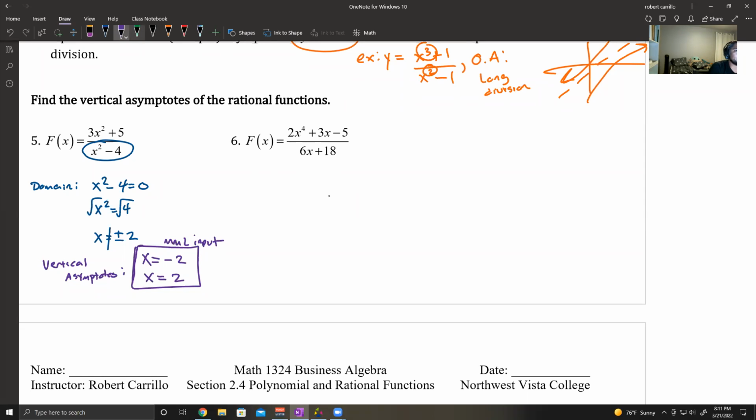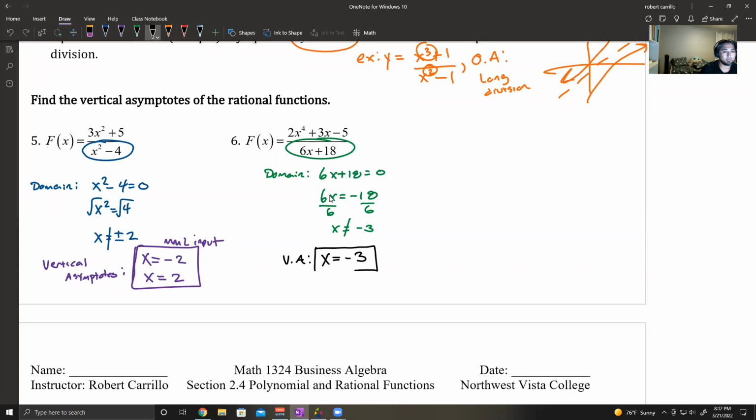Okay, next one, same thing. Just find the vertical asymptotes. So first thing is find your domain. Take your denominator, set it equal to 0. Solve for x, move the 18 over. 6x equals negative 18, divide by 6, and x equals negative 3. But we know that can't happen for the domain. And again, if you have your domain, you have your vertical asymptote, which is x equals negative 3. It has to be x equals. Do not forget the x equals. X equals negative 3 is a vertical line. If you just type a negative 3, that's just a number. It does nothing for us.